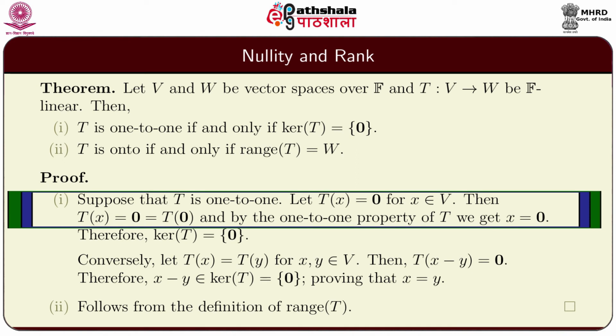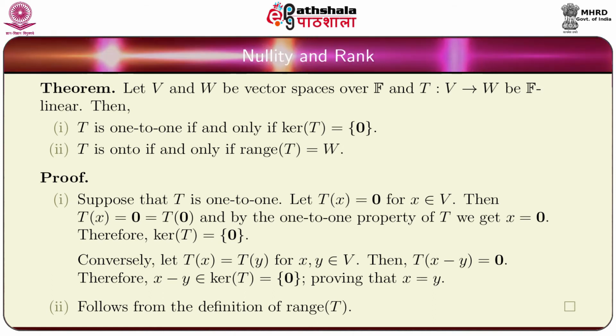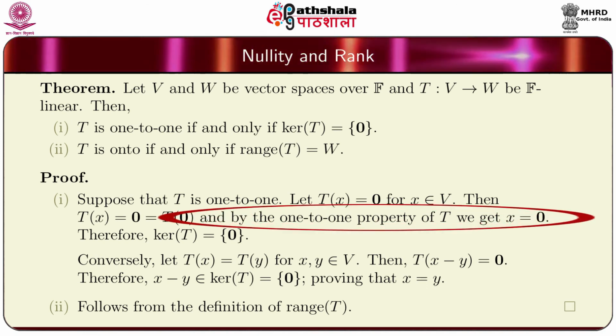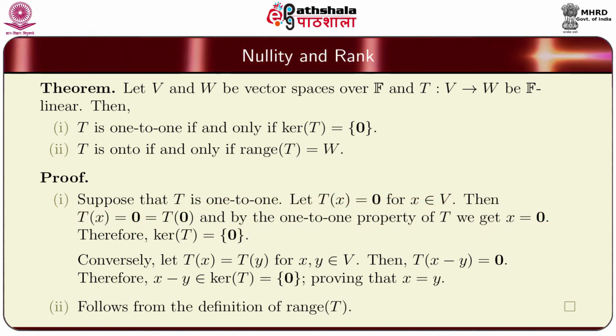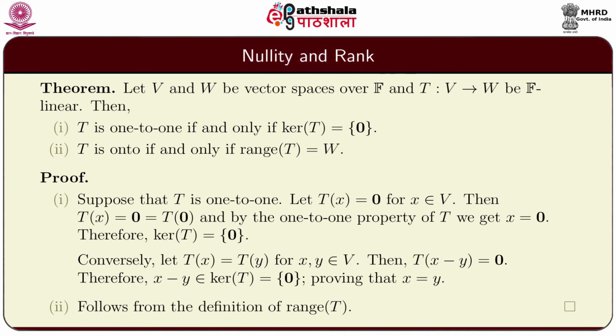Suppose that T is 1 to 1. We want to show that the kernel of T is trivial. So, let x belong to the kernel of T. Then T of x is 0, where x is a vector in V. But the 0 vector is definitely equal to T of 0, therefore T x is equal to T 0, and by the 1 to 1 property of T, we can say that x must be the 0 vector. This shows that the kernel of T cannot be anything more than the singleton {0} vector.